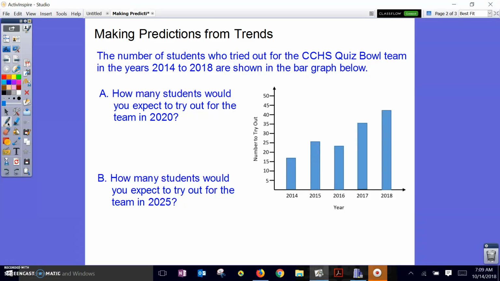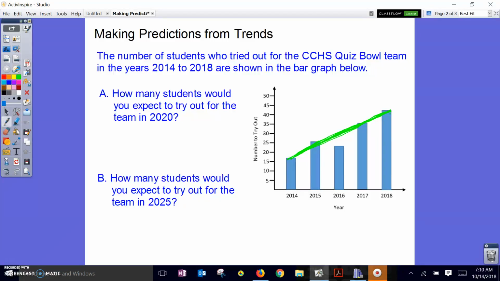Alright, so first thing we're doing is looking at the trend in the data, and you can see from these bars that we have an increase from 2014 to 2015, then a little drop back to 2016, then another increase in 2017, and another increase in 2018. If you look at these bars, with the exception of 2016, it looks like we're really close to a linear growth rate throughout that time period.